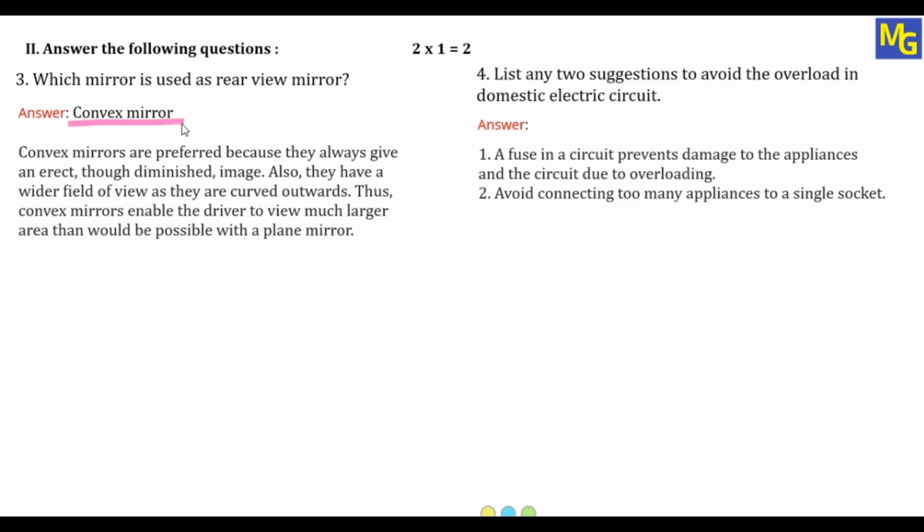We have 2 types of mirrors, concave mirror and convex mirror. Also we have one more type, that is plane mirror.